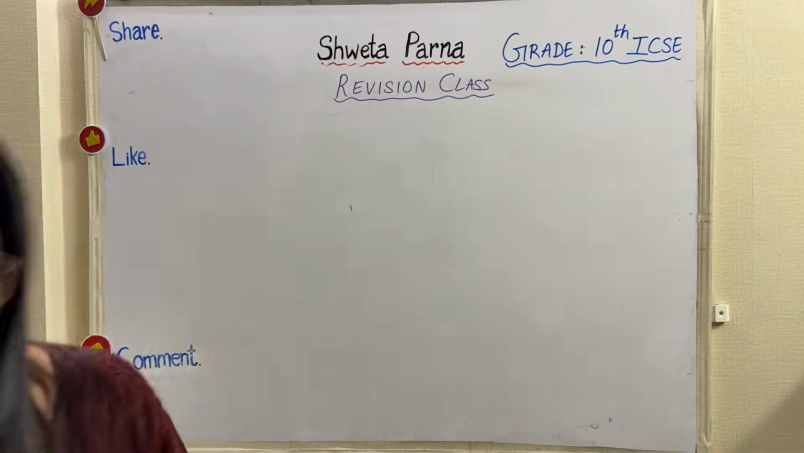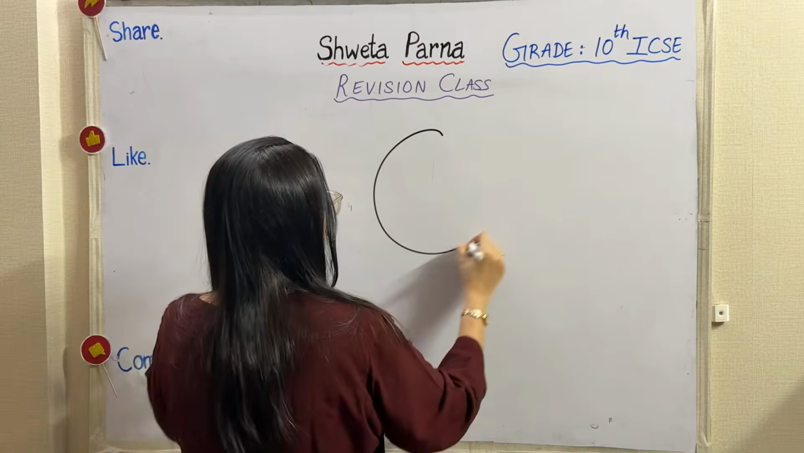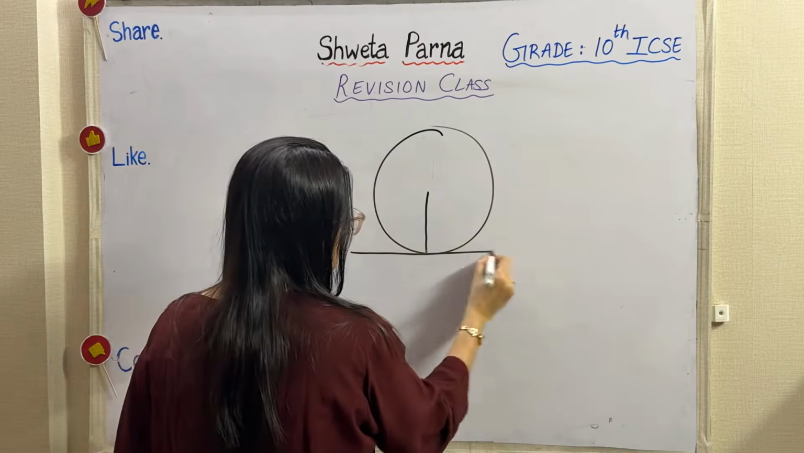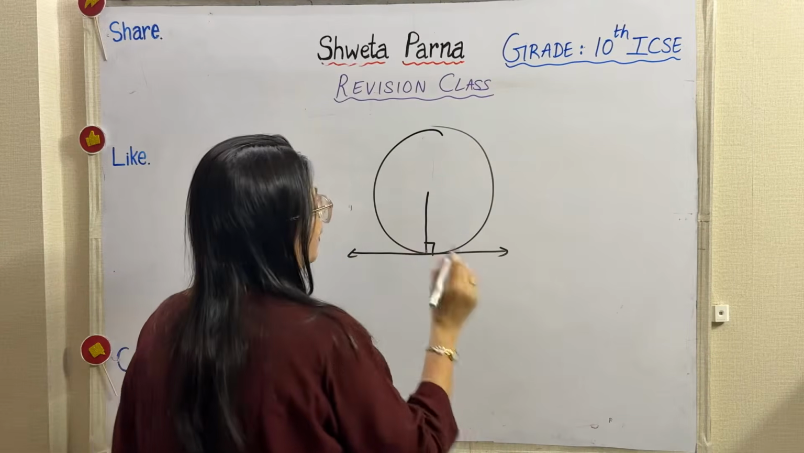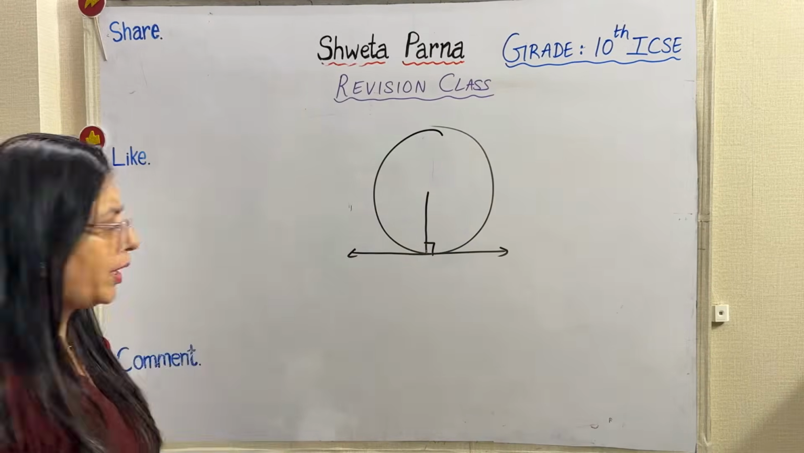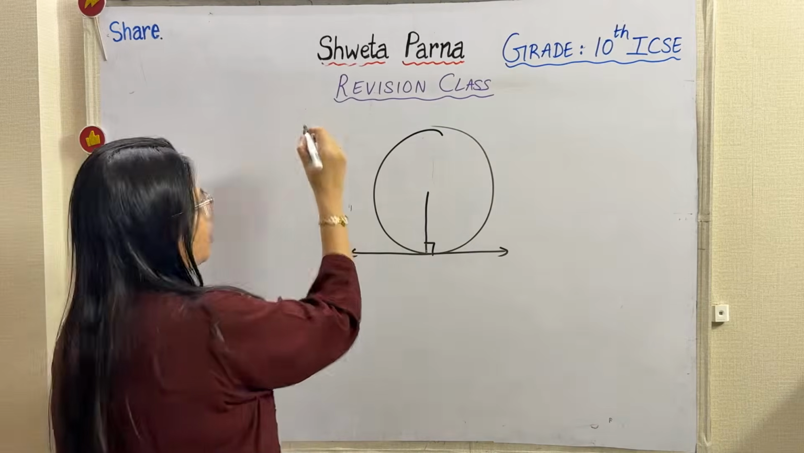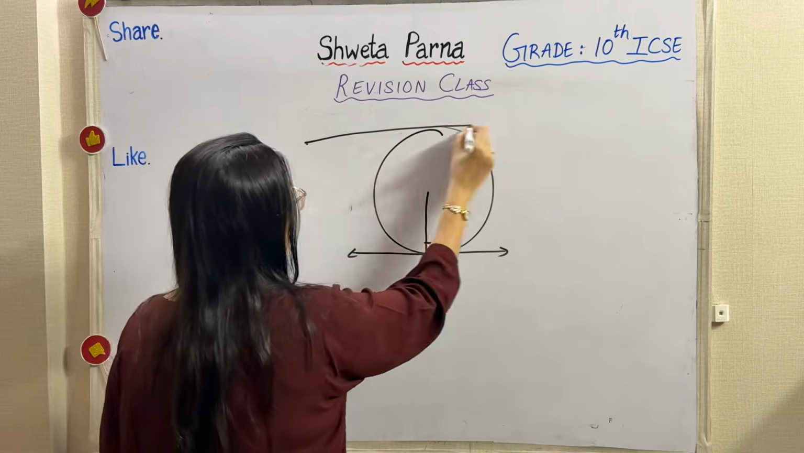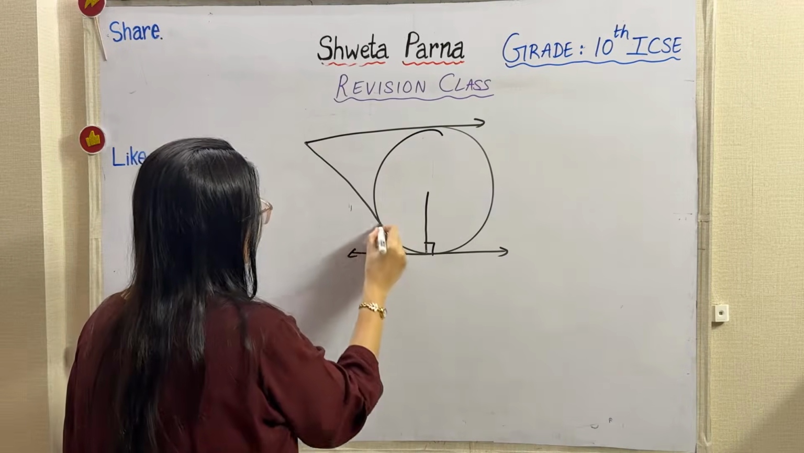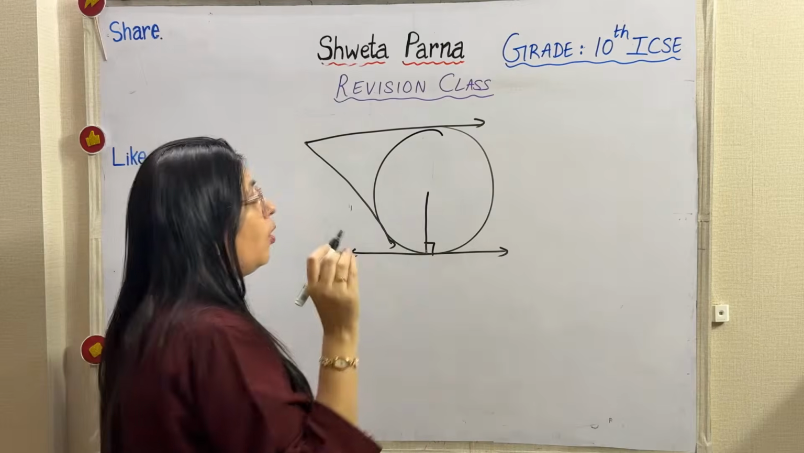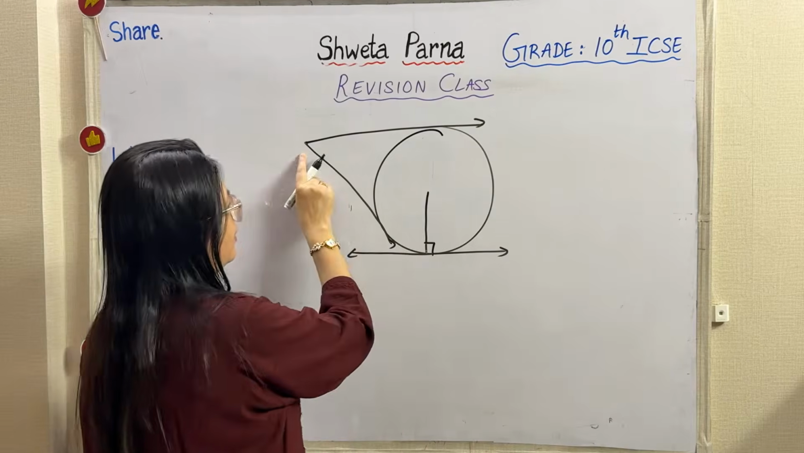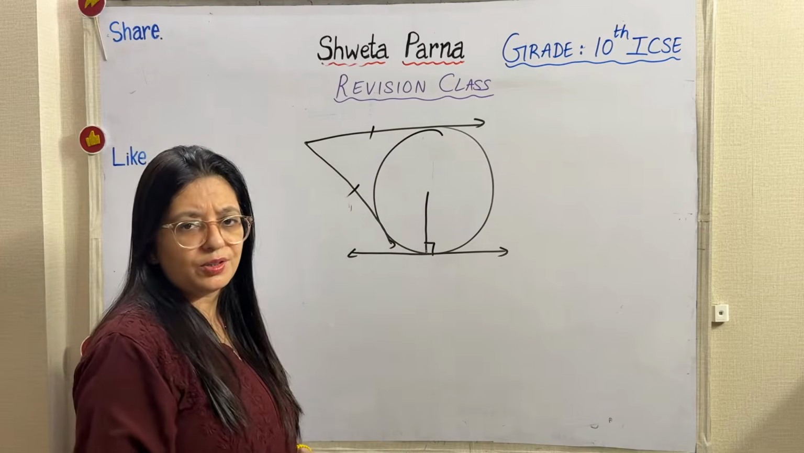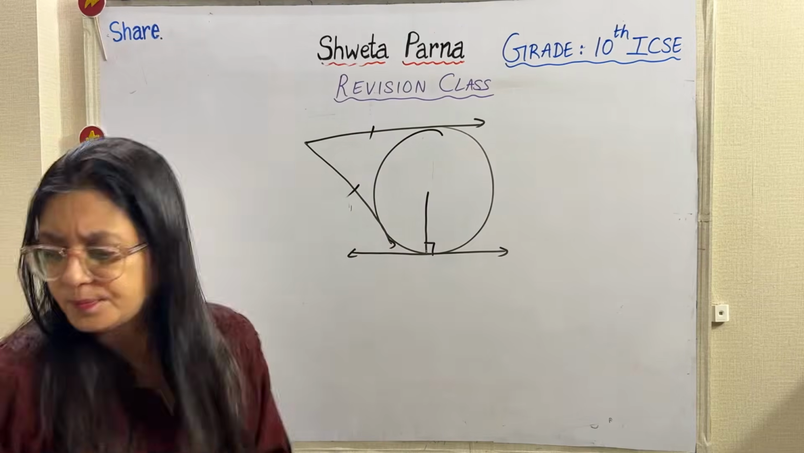Now tangent theorems. If I draw a radius and I draw a tangent, they will always be perpendicular to each other. Now if there is an external point, from an external point two tangents can be drawn. Always remember, if two tangents are drawn, then this tangent will be equal to this tangent. Clear?